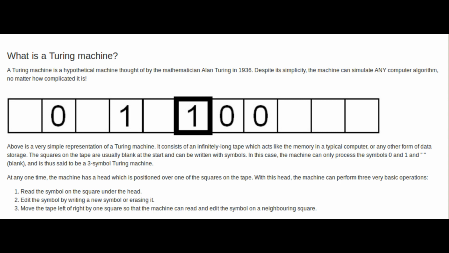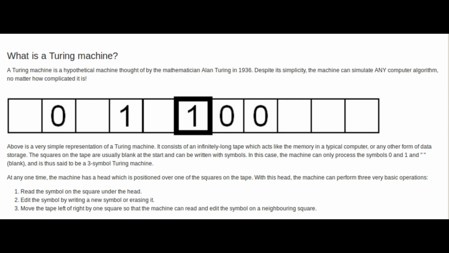A Turing machine, just so you guys know, and this is the basis of all of this stuff here, is a machine that can simulate any computer algorithm, no matter how complicated the algorithm is. Okay, so a Turing machine can basically complete any problem that can be completed, right?